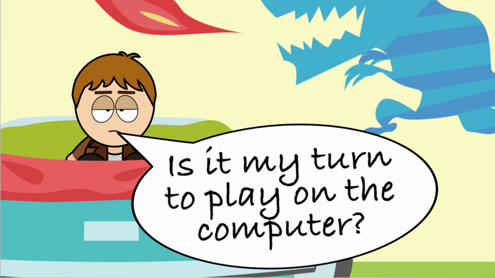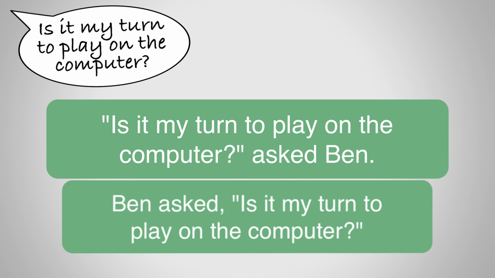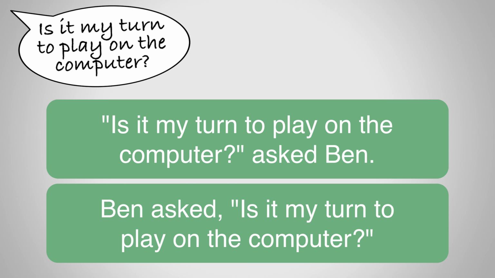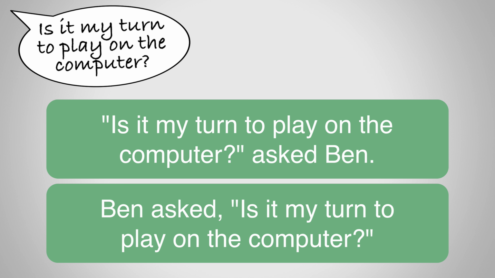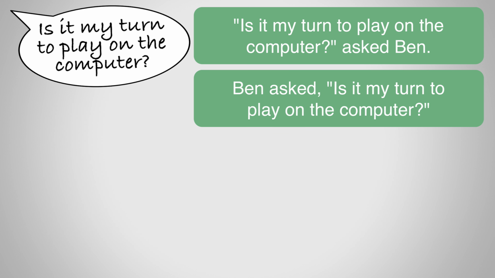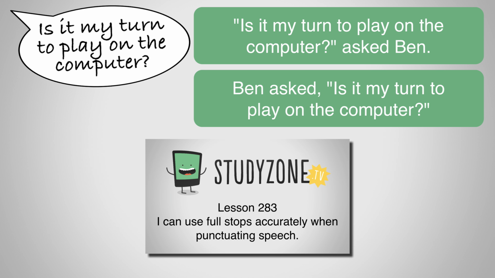If we were to write this as direct speech, we would be writing exactly what he asked, which was a question. So we might write, "Is it my turn to play on the computer?" asked Ben. Or, Ben asked, "Is it my turn to play on the computer?" In both cases, we keep the question mark, as in both cases, a question is being asked. It's being asked as part of the speech, so the question mark is placed before the closing inverted comma, as part of the quote. Don't get confused with full stops, which can be turned into commas when punctuating speech. You can watch lesson 283 to learn more about this.